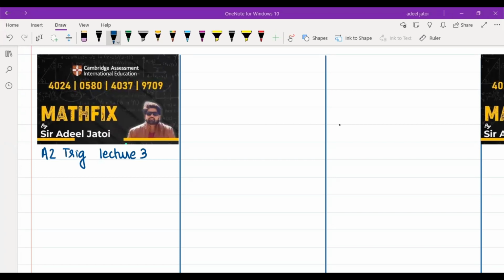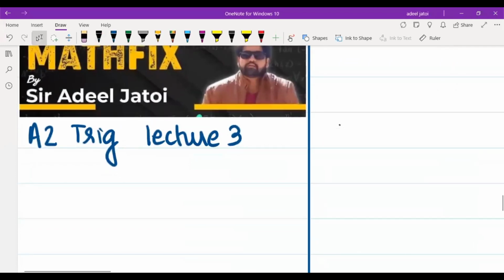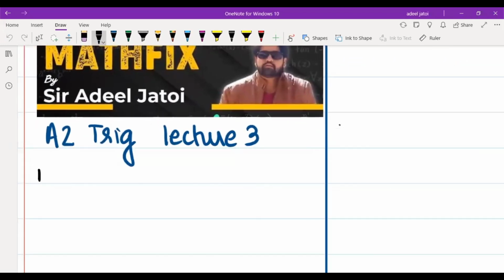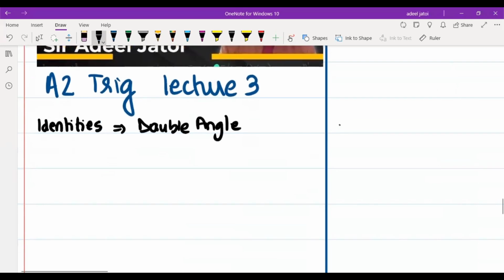A2 Trigonometry Lecture number 3. We'll be further working on identities, but majorly on double angle. Let's say an example question.